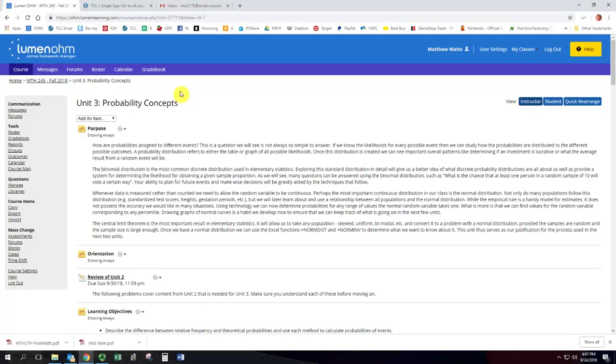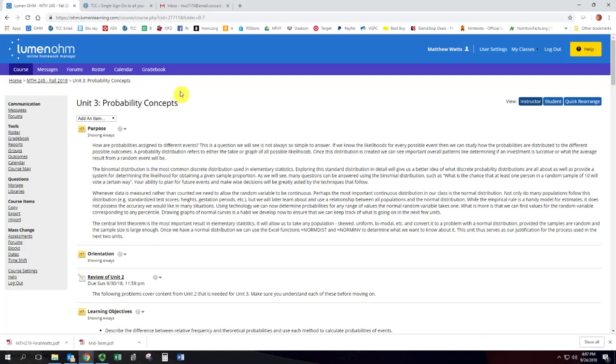Good news, everyone. We are here in Unit 3, and this is a big unit. We'll be spending 3 weeks on it in a regular semester, and possibly 2 or 3 in the summer session. As usual, we want to go through everything top to bottom and start with that purpose statement. Basically, we're going to cover some probability stuff, go into probability distributions.